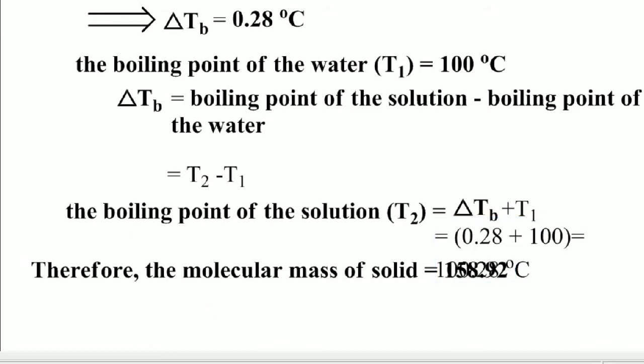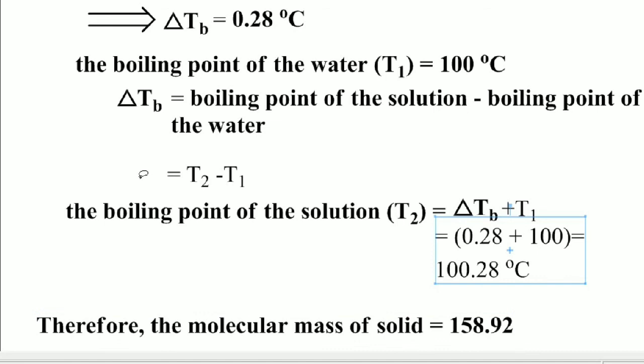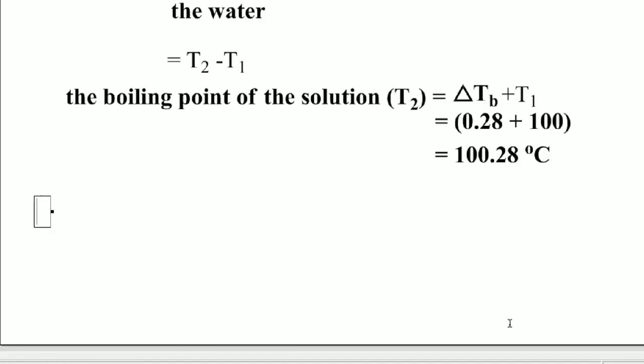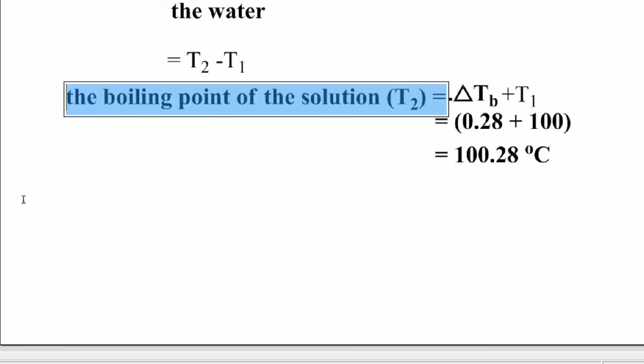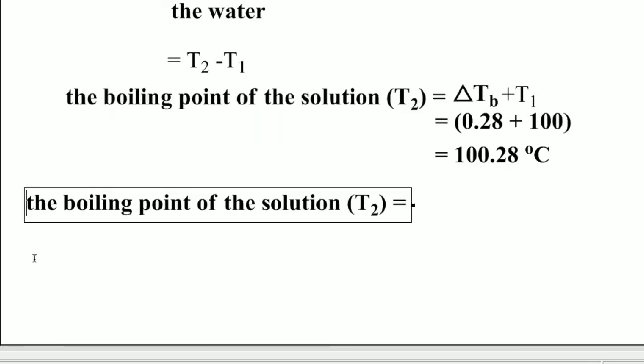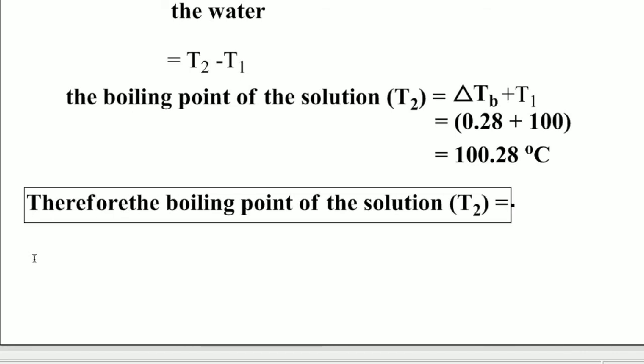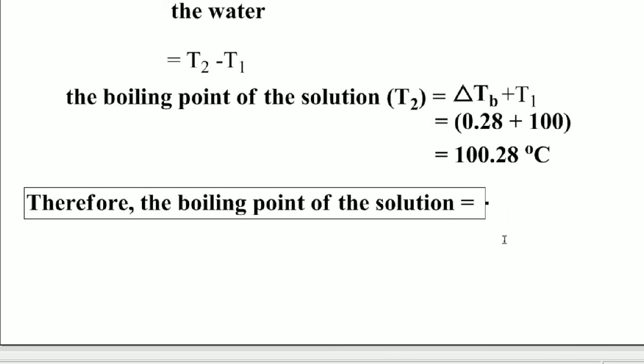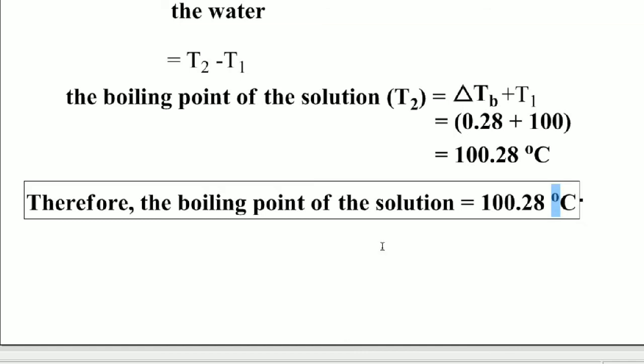So students, we can write like this: 0.28 plus 100 equals 100.28 degree centigrade, which is the boiling point of the given solution. Therefore the boiling point of the solution is 100.28 degree centigrade.